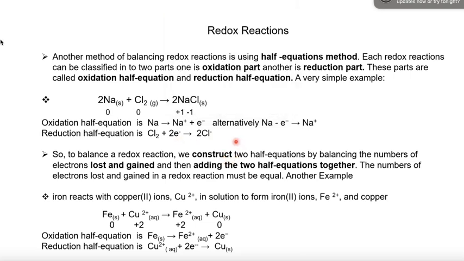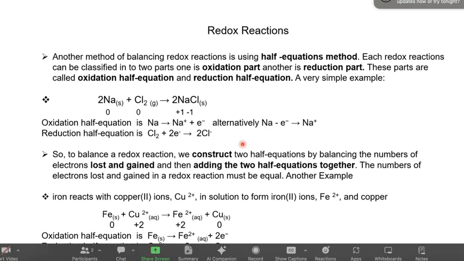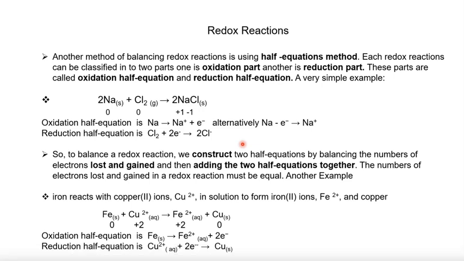Now, if we want to balance a redox reaction, we have to construct the 2 half equations by balancing the number of electrons gained and lost. Then we have to add these 2 half equations. Remember, we have to see that electrons lost and gained are equal, and then add the two half equations and see that the redox reaction has been balanced using the half equation method.